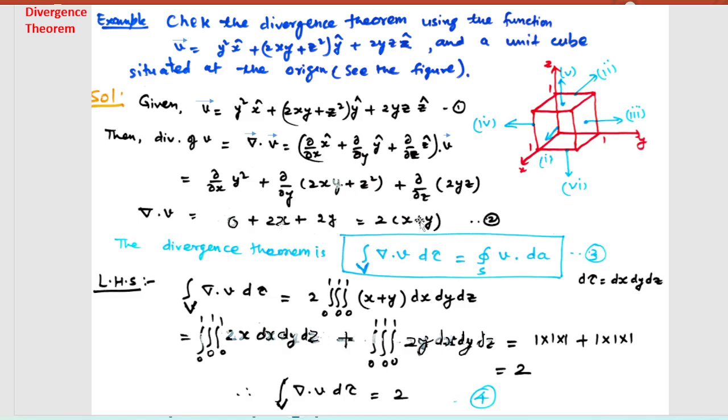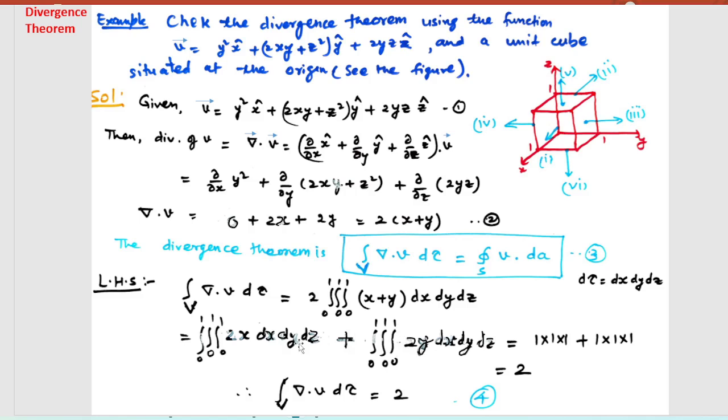This is del dot V, the divergence of this function, 2x plus 2y, and now we have to put this in the left hand side. Del dot V d tau will be 2 times (x plus y). This is the del dot V, and d tau is dx dy dz, the volume element. For the volume integral, we have the triple integral, and x is going from 0 to 1, y is also going from 0 to 1, and z is also going from 0 to 1.